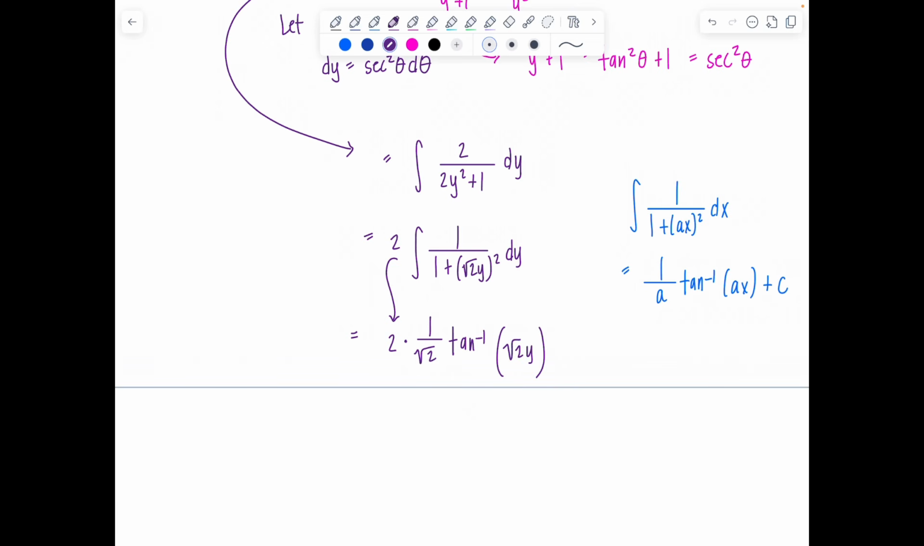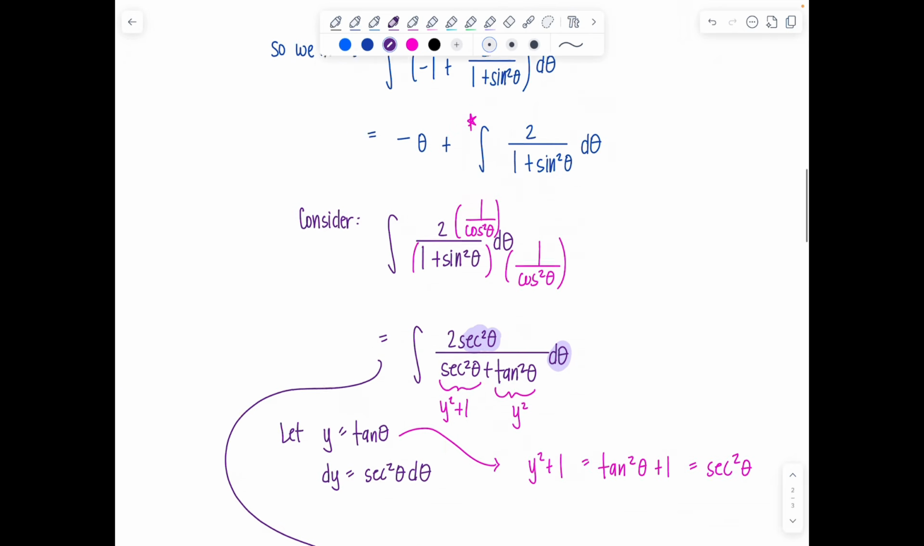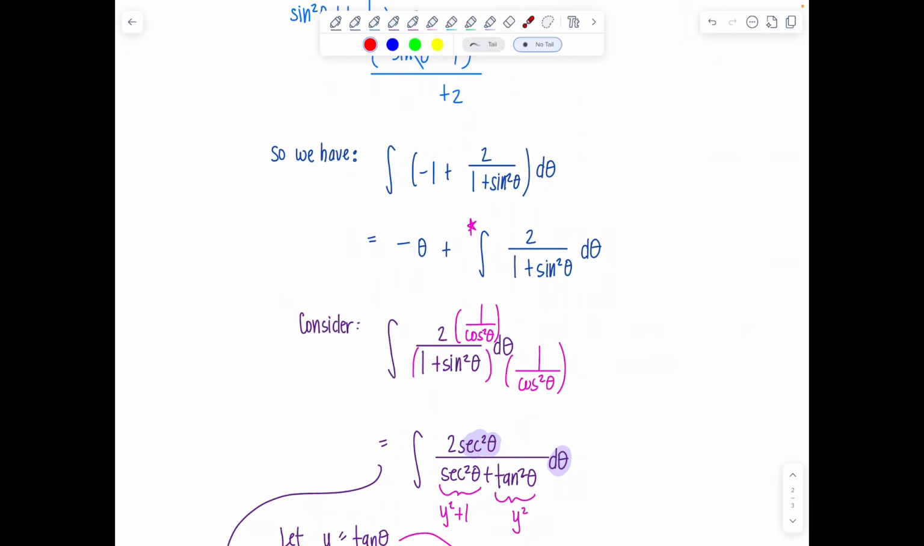I don't know which c this is. I'll call it c1 for now. Then 2 times 1 over rad 2, that's just going to simplify to rad 2 tan inverse rad 2, who was y? It was tan theta, plus c1. And then we had another term floating around from earlier, didn't we? Ah, we have this negative theta as well.